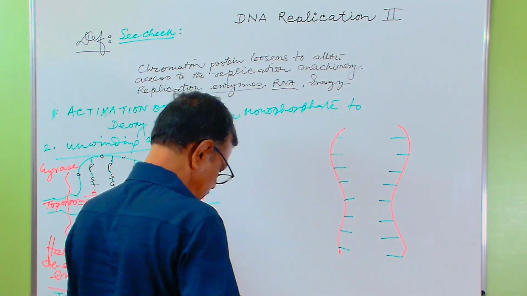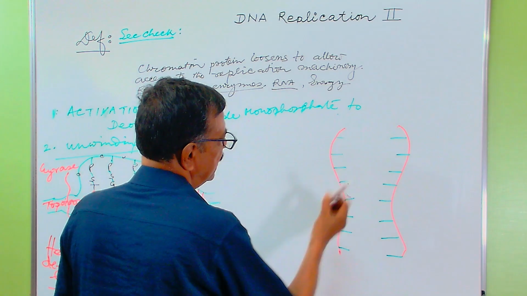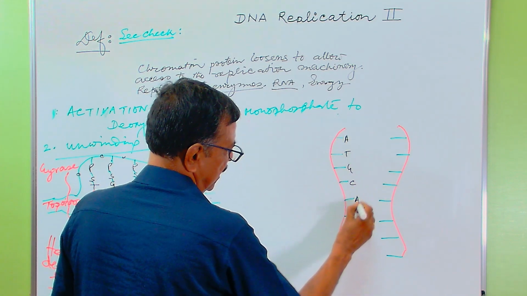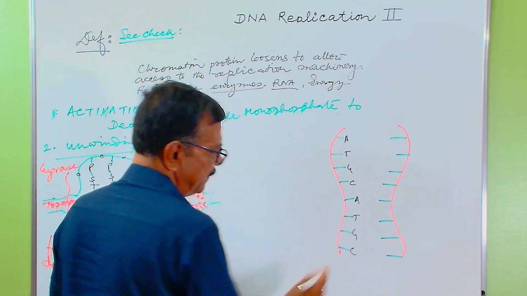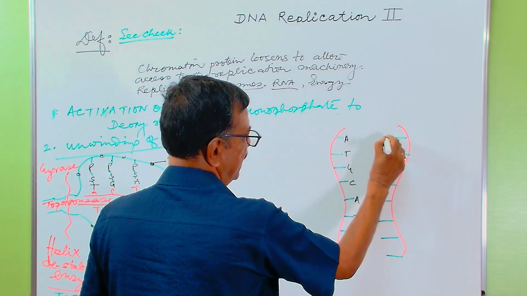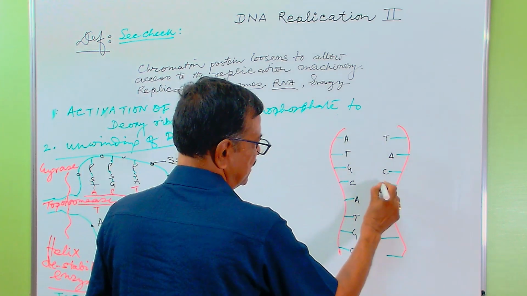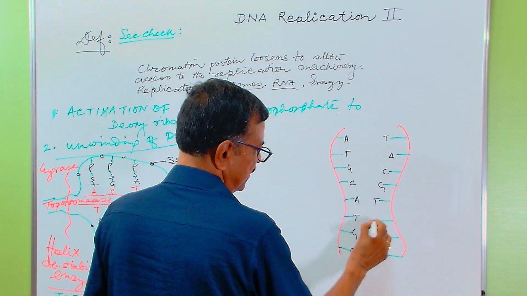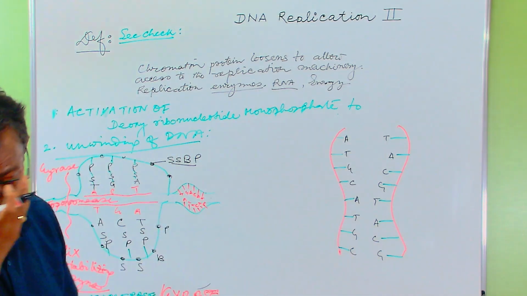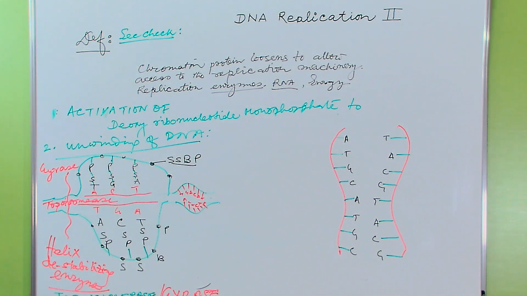Here we will write, in a simple way, A, T, G, C, A, T, G, C. The reverse strand is there: A was bound with T, T with A, G with C, C with G. In this way, it was there for unzipping. Now, there is the formation of the replication bubble.